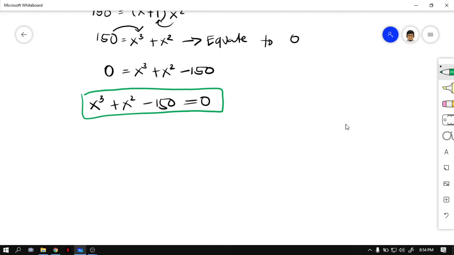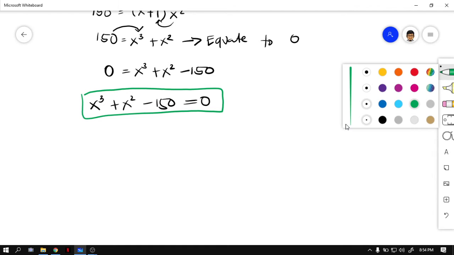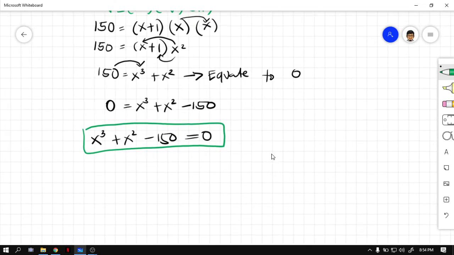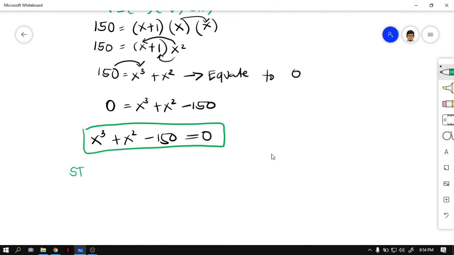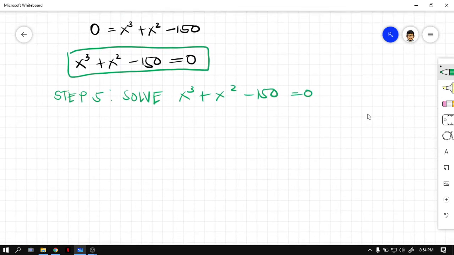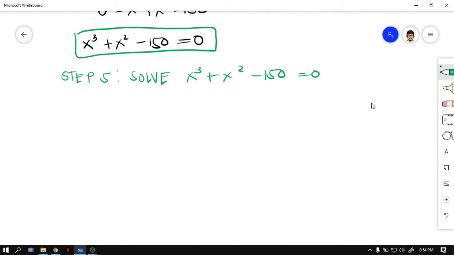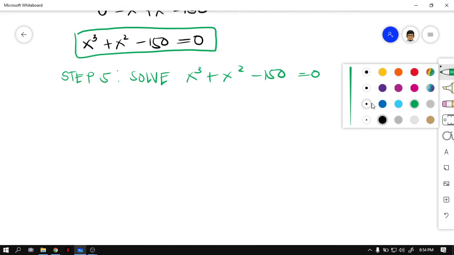We will now solve for the roots. So, anong step na tayo? Step 5. Solve x cubed plus x squared minus 150 is equal to 0. Paano natin siya isosolve? Gagamitan natin siya ng idea ng rational root theorem para mas madali, tapos sabayan natin ng synthetic division. Okay? So, we will be using rational root theorem muna.